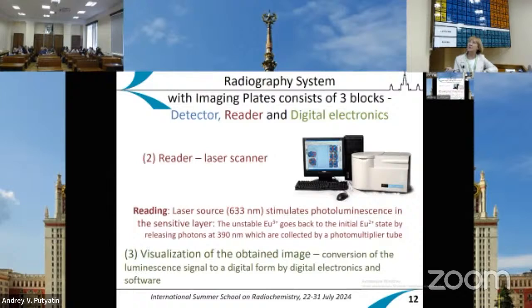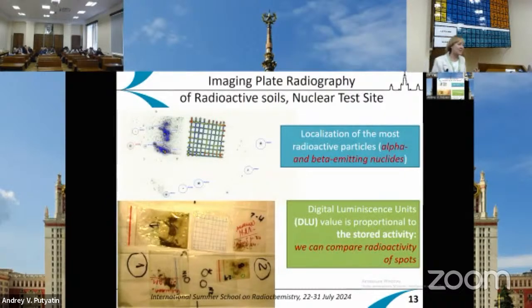Visualization of the obtained image is a conversion of the luminescence signal to a digital form by special digital electronics and software. Let's see some examples of using these imaging plates. For instance, here are some samples from the Semipalatinsk test site, from weapon explosions. They are collected in zip bags, and here a grid was drawn with cesium-137 and ink to see this grid on the autoradiography.